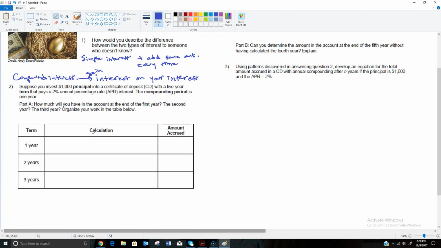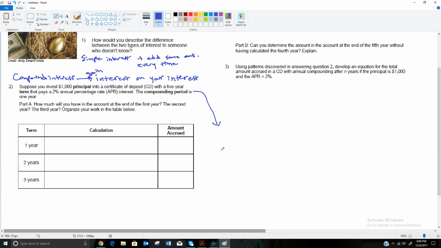It says we got a $1,000 principal. That's how much you're putting in. Principal just means how much you're putting into the bank, into a certificate of deposit with a 5-year term that pays 2%. Okay? So this means, and the compounding period is 1 year.